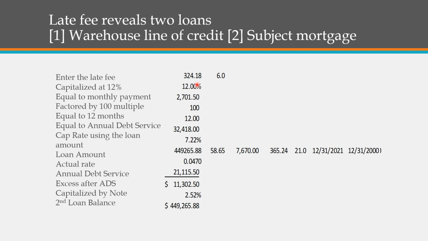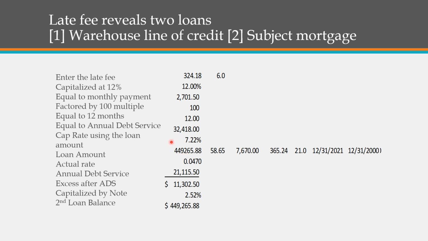Why? Well, because 12% at a factor of 100 gives you 12 months. It's just a way of calculating the conversion of the rate into a time period, time slot. But anyway, 12 payments, $2,701.05 times 12. That gives us annual debt service of $32,418. And if I divide that number by the loan amount, $449,265.88, that would equal your rate, and the rate is, bang, 7.22.